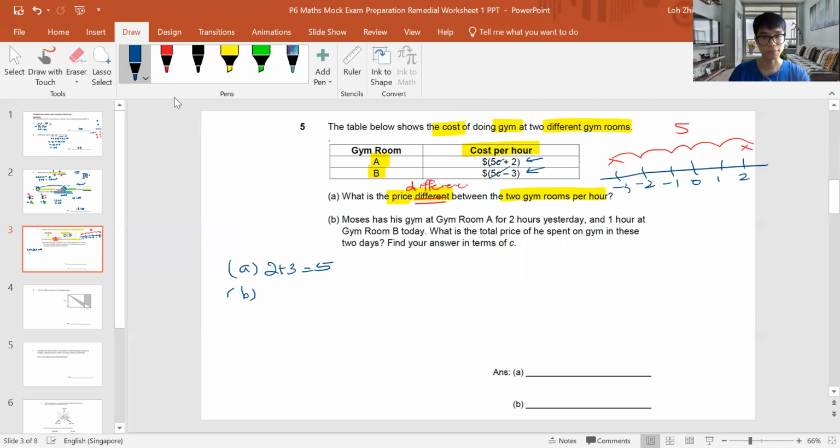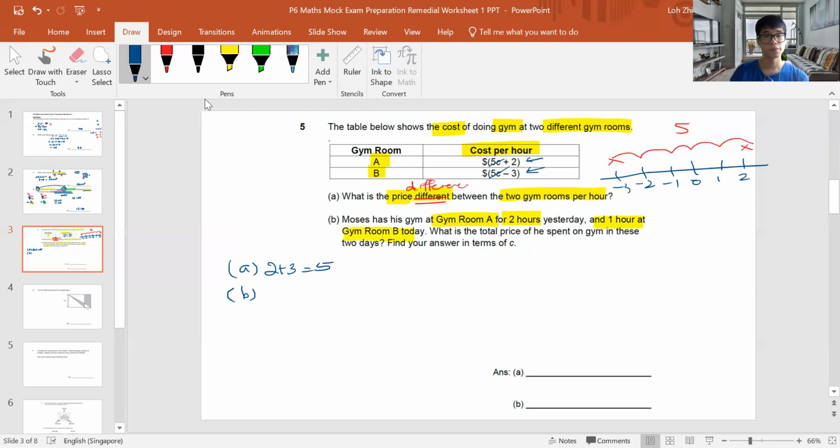Let's look at B. Moses has his gym at gym room A for 2 hours yesterday and 1 hour at gym room B today. What's the total price he spent on gym in these 2 days? Find your answer in terms of C. Now, gym room A is 2 hours yesterday. Then 1 hour at gym room B today.